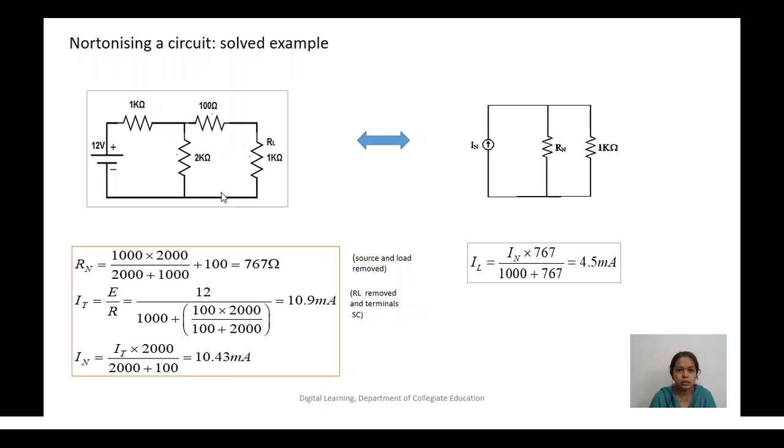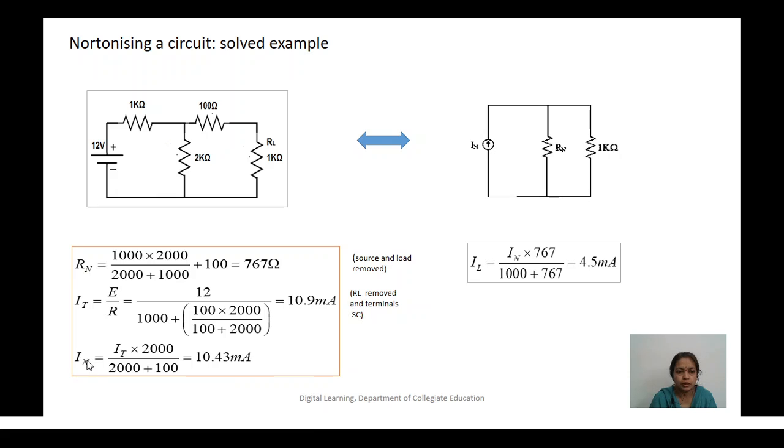Our resistance is now 100 and 2K are in parallel. This is removed. 1K is removed. These two ends are shorted. So this end and this end are similar. So 100 and 2K are in parallel. That parallel combination is in series with 1K. So 1K plus 100 into 2000 divided by 100 plus 2000 is the effective resistance of the circuit. So 12 divided by the effective resistance will give you the main current, 10.9 milliamps.